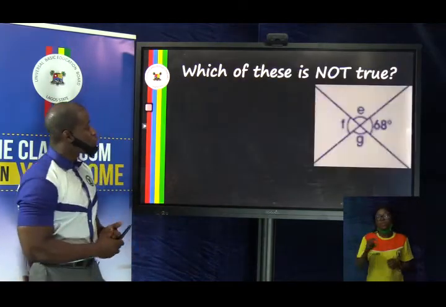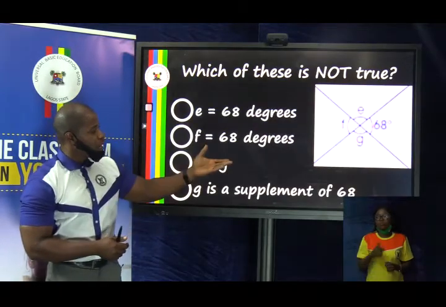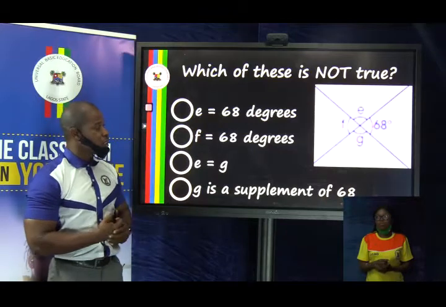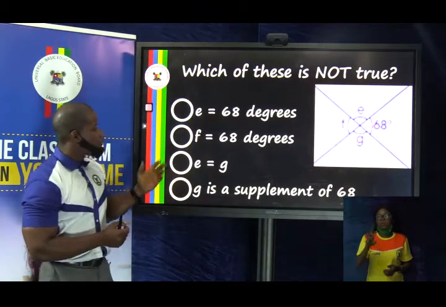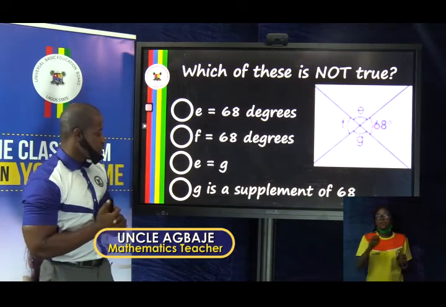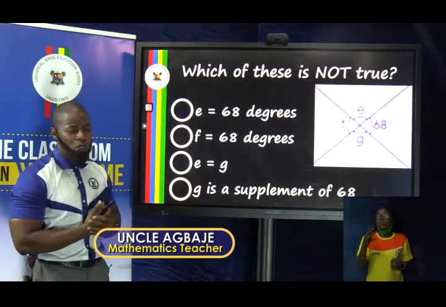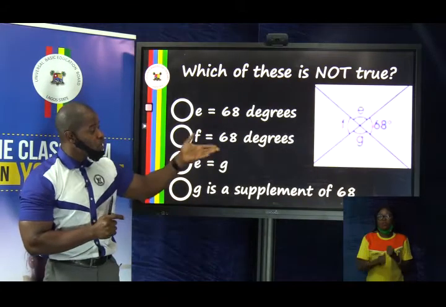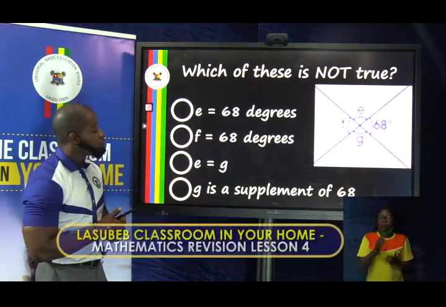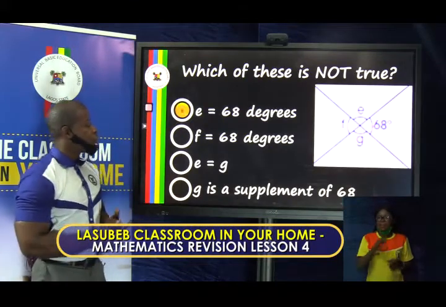Let's move on. Which of these is not true? You have this E. You have that diagram, and it says E is equal to 68 degrees. F is equal to 68 degrees. E is equal to G. G is a supplement of 68 degrees. Which one of these statements is not true about that diagram? And you should have your answer already. The answer should be the first one.